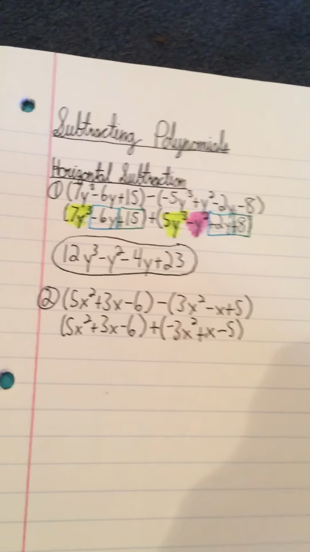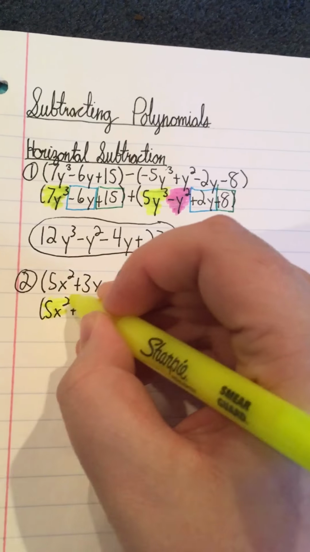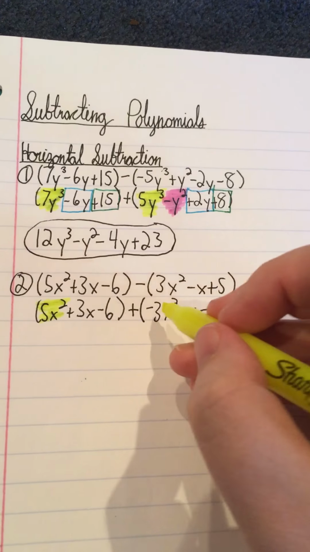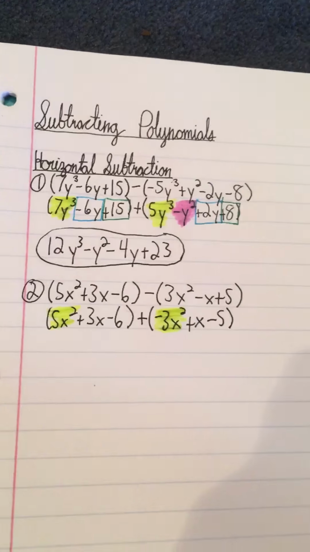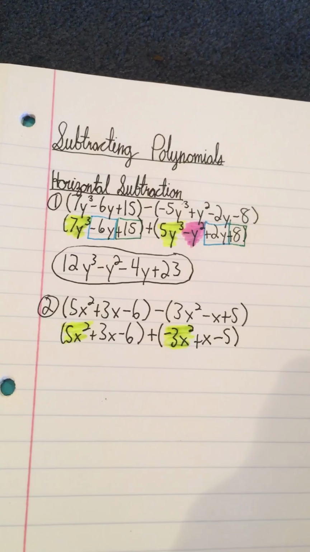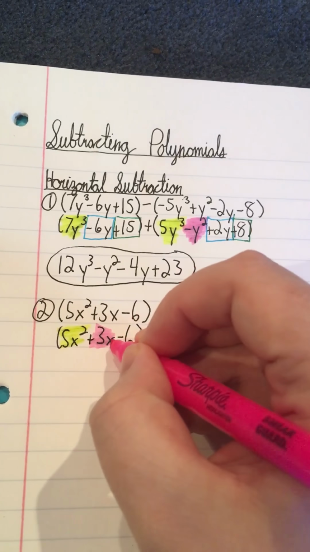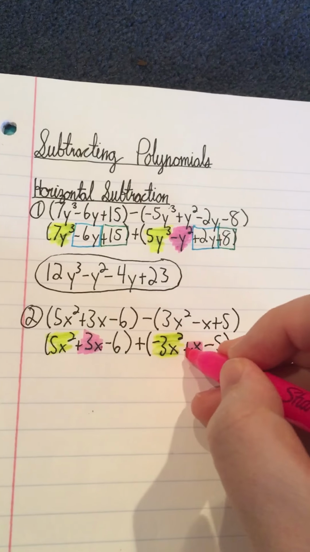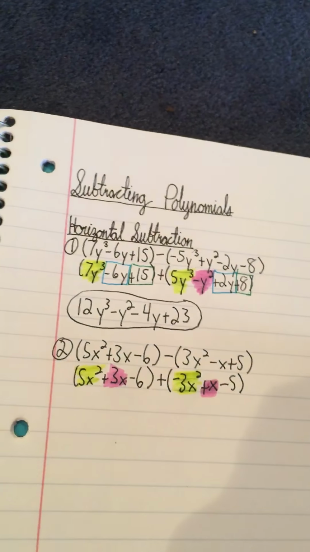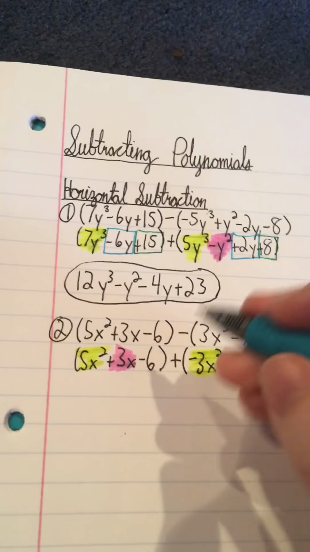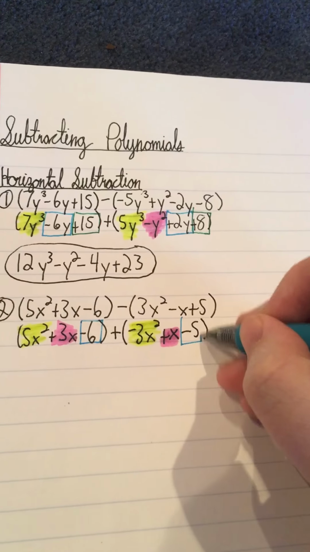So now we're going to highlight our like terms. So we have this 5x squared, which is like terms with this negative 3x squared. And then we have this positive 3x here, which is like terms with this positive x. And then we have our negative 6 here and our negative 5 here.